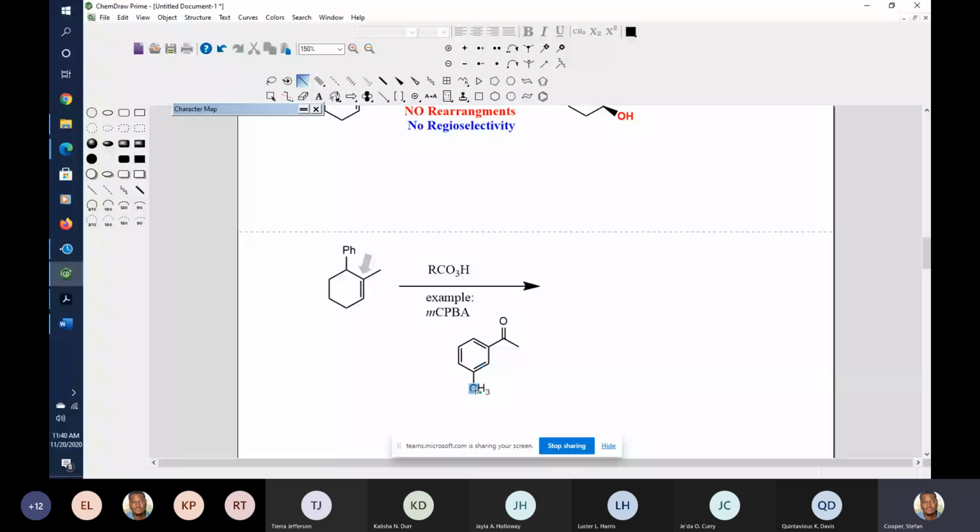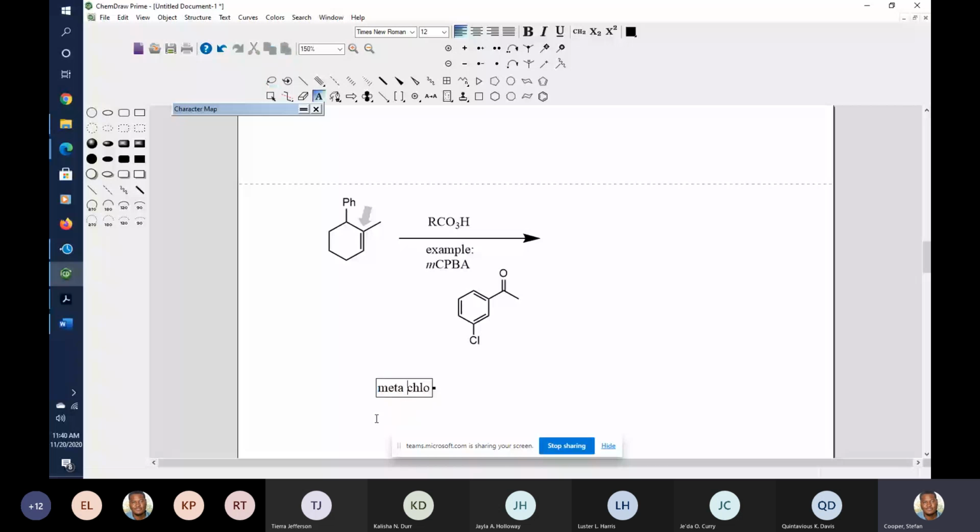All right, MCPBA stands for metachloroperoxybenzoic acid. I'm trying to give myself some room here. Bring this down, sorry. Metachloro, peroxy, benzoic. So when you see this R, I didn't finish the structure. I'm so sorry. O, H. Right.